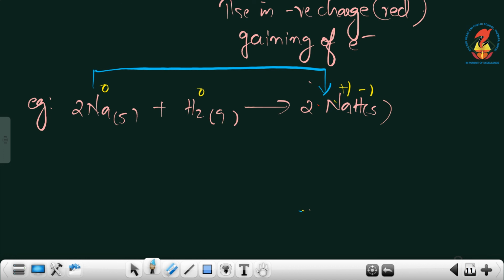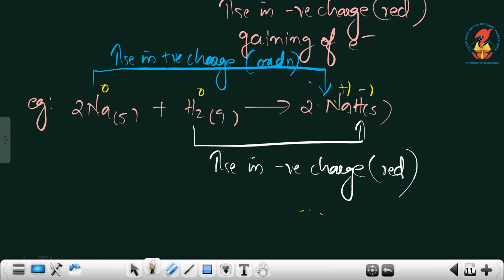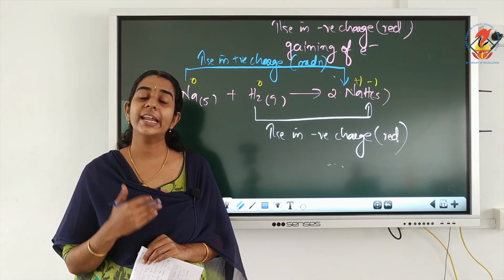In the case of sodium, there is increase in positive charge, or we can call it as oxidation by losing of electron. And see what happens to hydrogen here. 0 becomes -1 means there is increase in negative charge. That means reduction by gaining of electrons. So this is about the electron transfer concept of oxidation and reduction.